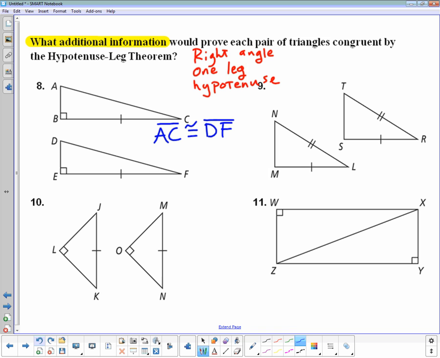Look at 9. I'm missing something. I need that. So what am I going to say? Number 9. Jason, what am I going to do? I need hypotenuse leg. I don't have enough. I need something else. What do I need? How do I write that? Something, something, congruent, something, something.